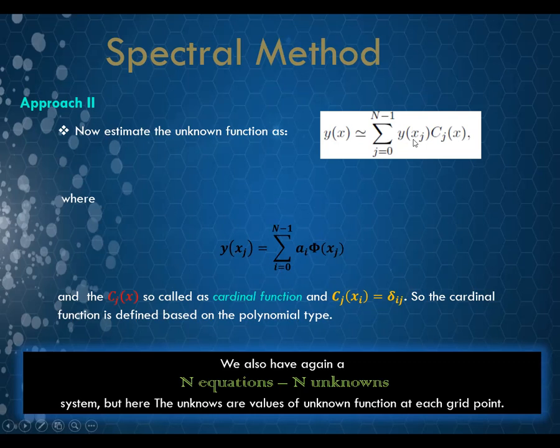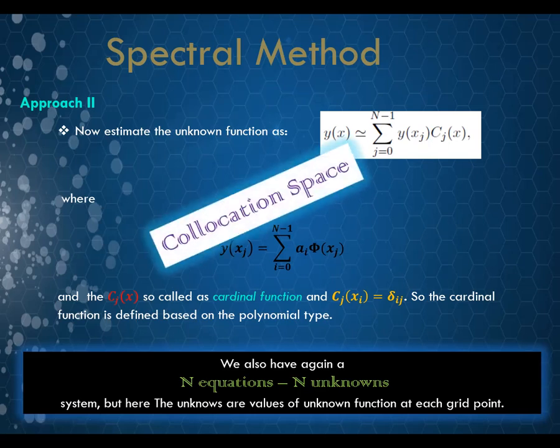Inserting this form of the unknown function into the operator form of the differential equation, we again have a system of n equations and n unknowns, but here the unknowns are the values of y at each grid point, not the coefficient series. This approach works in collocation space.